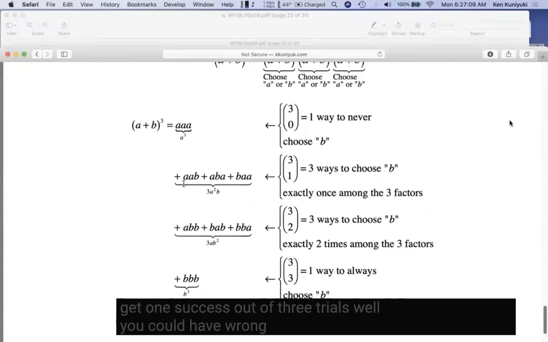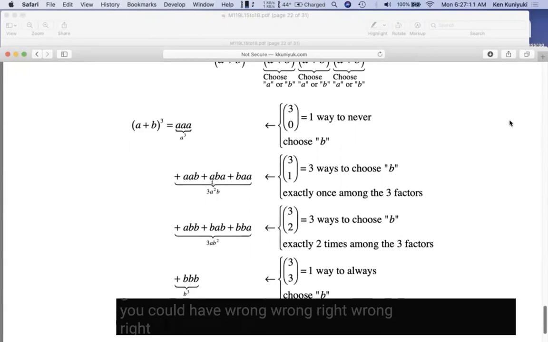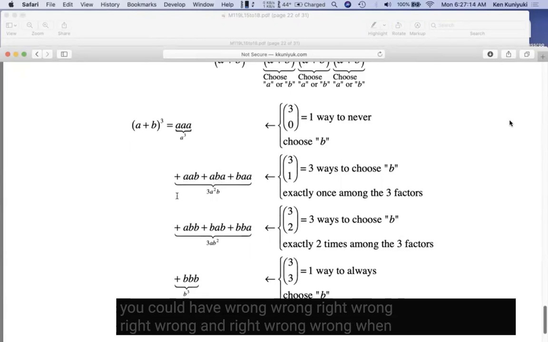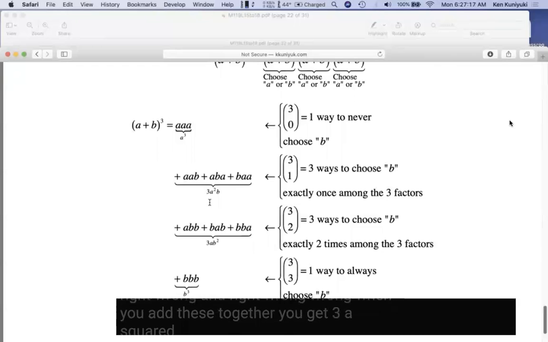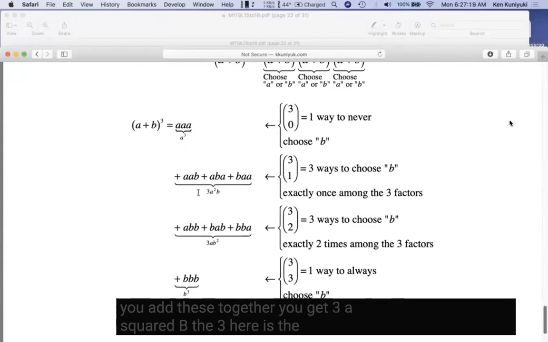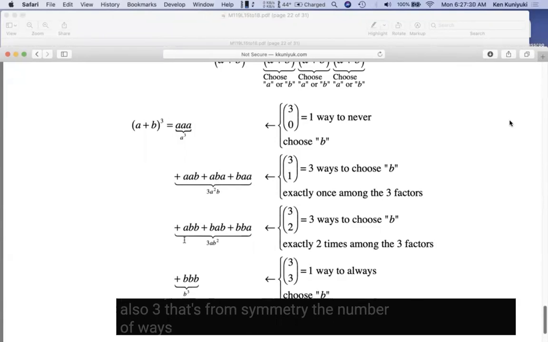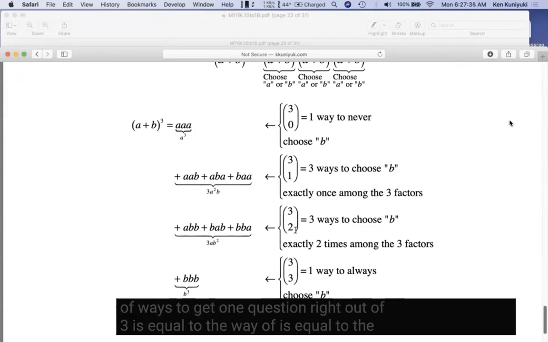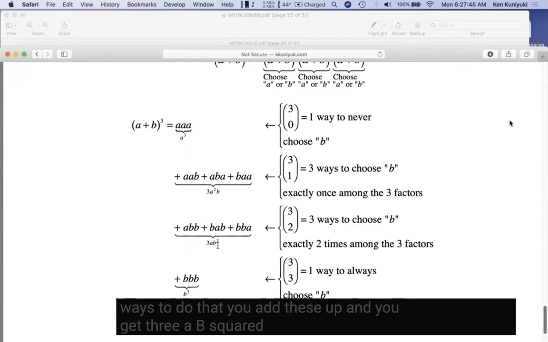Well, you could have wrong, wrong, right, wrong, and right, wrong, wrong. When you add these together, you get 3 A squared B. The 3 here is the number of ways to get 1 question right out of 3 questions. Likewise, 3 choose 2 is also 3. That's from symmetry. The number of ways to get 1 question right out of 3 is equal to the number of ways of getting 1 question wrong out of 3, or 2 questions right out of 3. So there are 3 ways to do that.